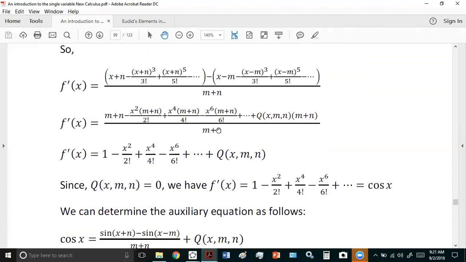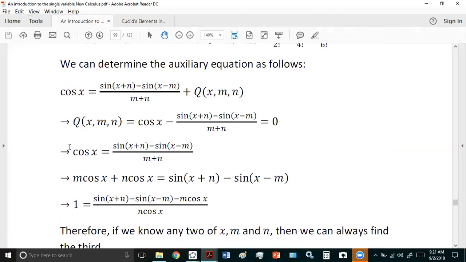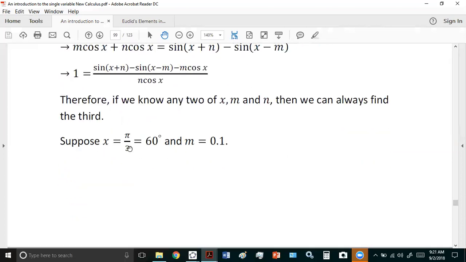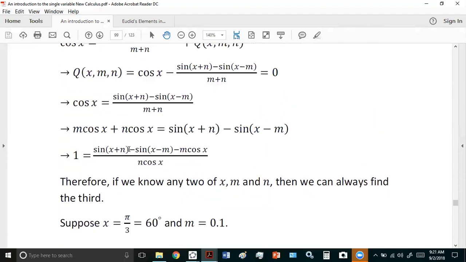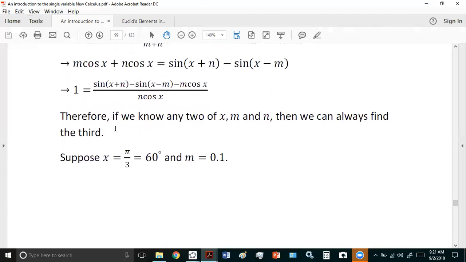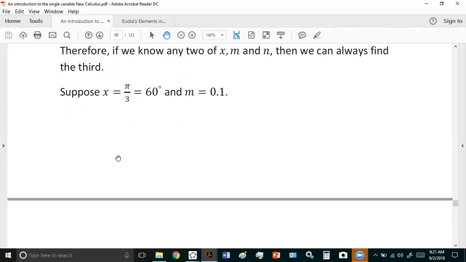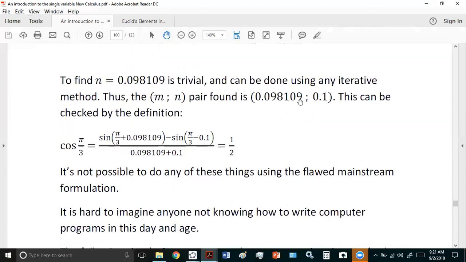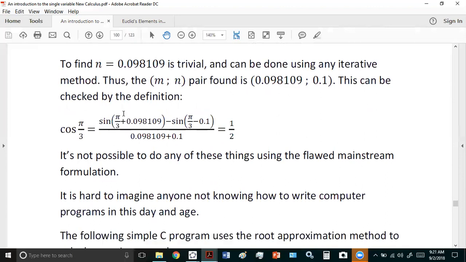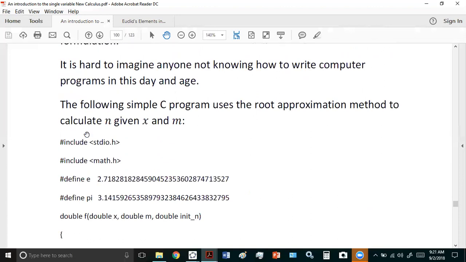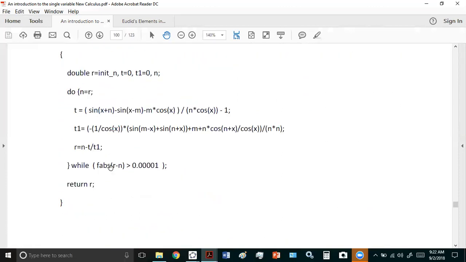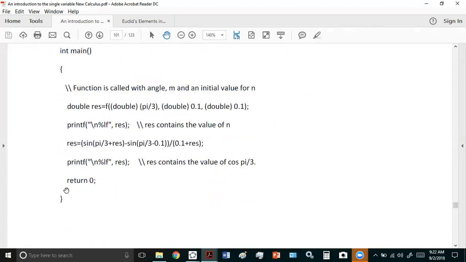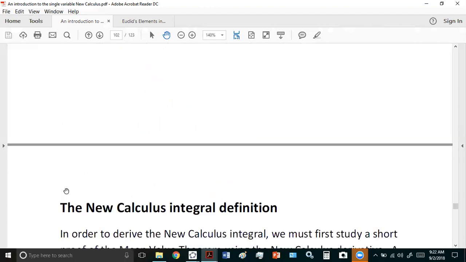So I give you the derivation here and I show you how you can get it. And I go along and I show you how you can find an auxiliary equation. And I do that over here. Okay. So this is the auxiliary equation. Given any two of the x, m, and n, you can find the third. And I find one such pair, but there are infinitely many or innumerably many. And you can find them using any iterative method because the majority of you morons know Newton's root method. That's the one I used in this little C program to demonstrate how to find the roots. So you can basically go along and do that.